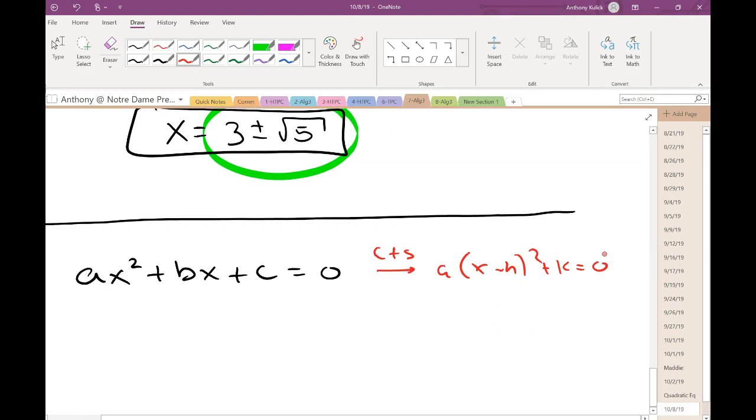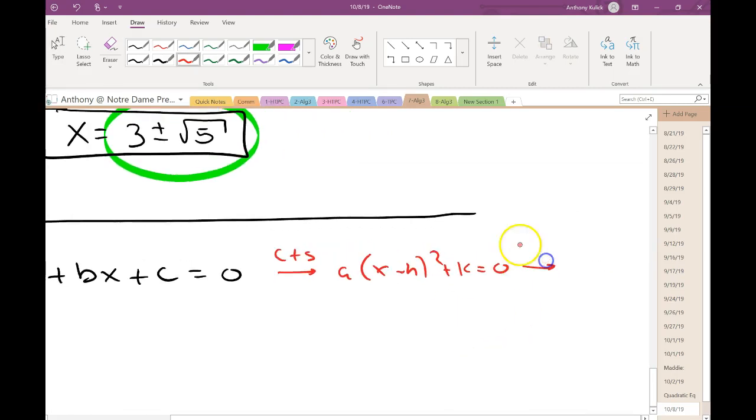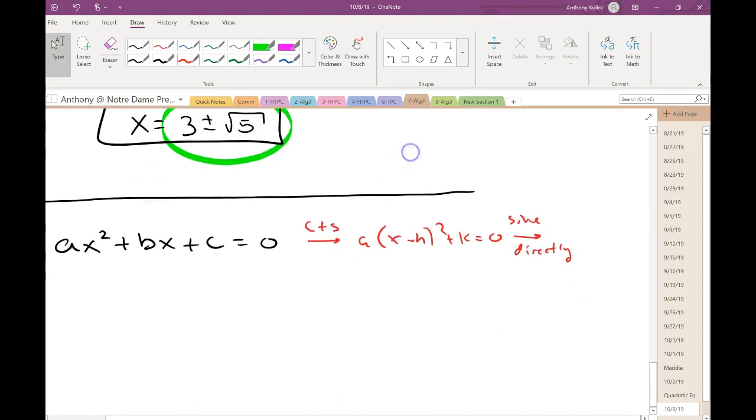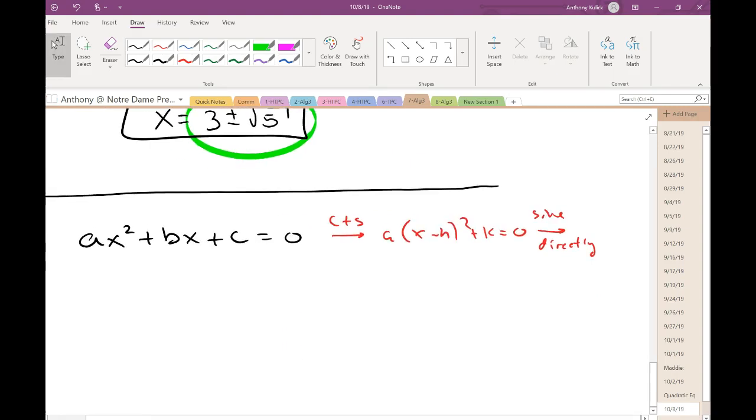To get a polynomial in vertex form where we can then solve directly. That's kind of our plan, what we're going to try to do right here. And then what we're going to end up with is a formula that allows us to shortcut around having to do the completing the square process every single time. Everybody okay with that idea?